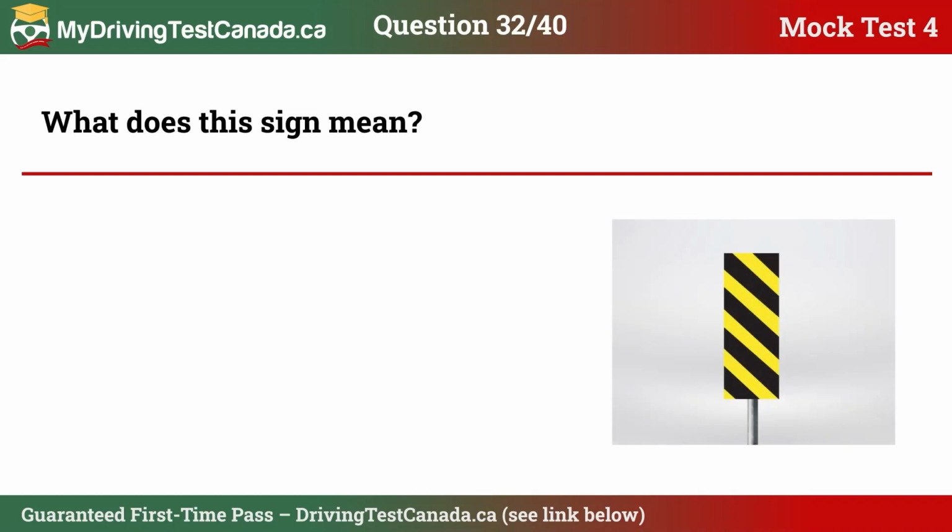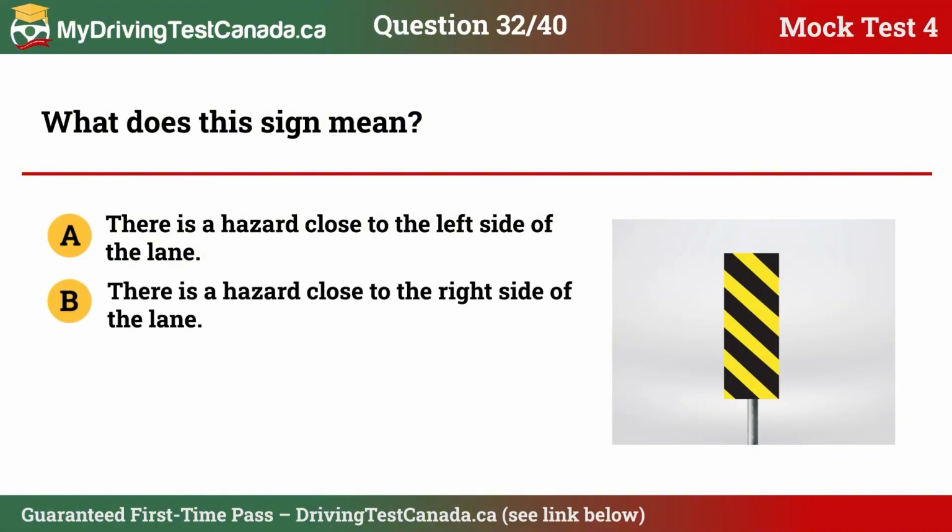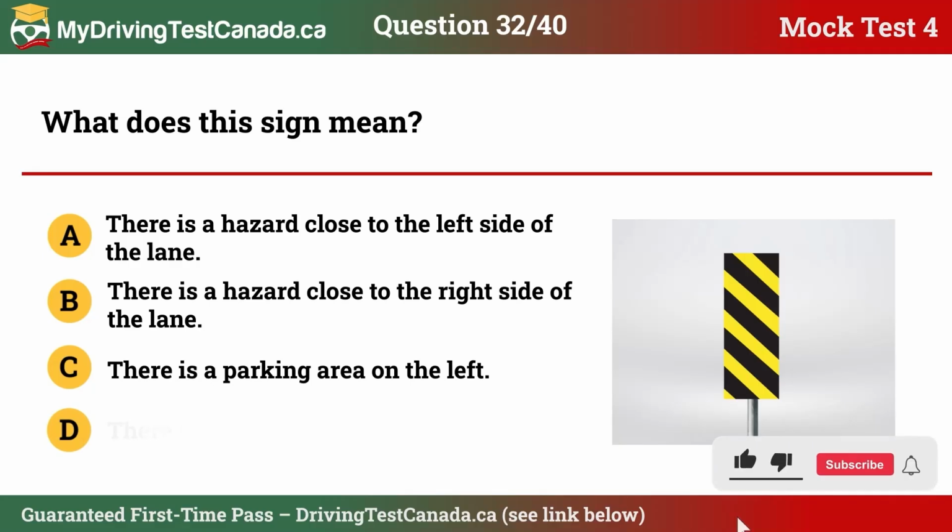What does this sign mean? A. There is a hazard close to the left side of the lane. B. There is a hazard close to the right side of the lane. C. There is a parking area on the left. D. There is a speed breaker ahead.